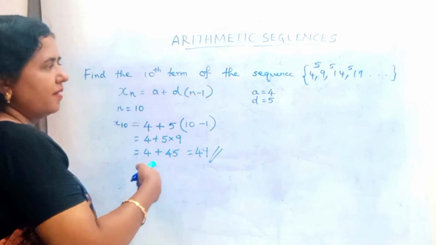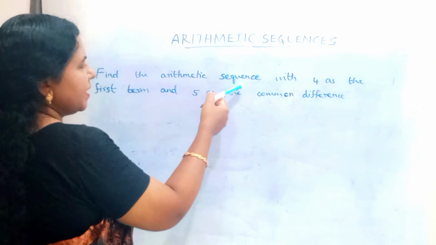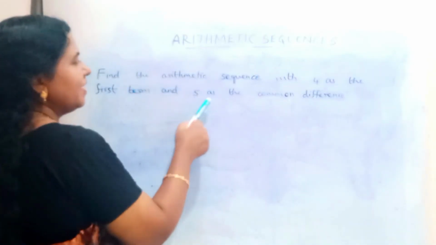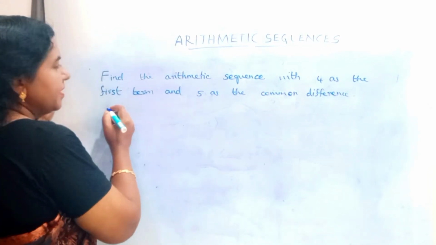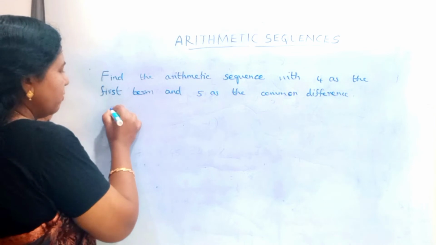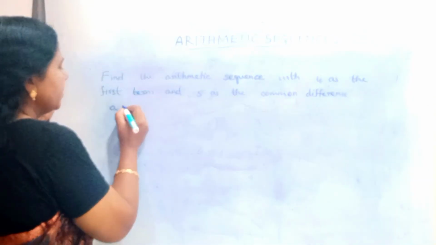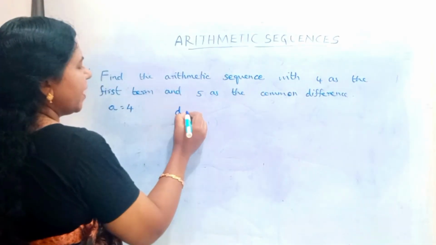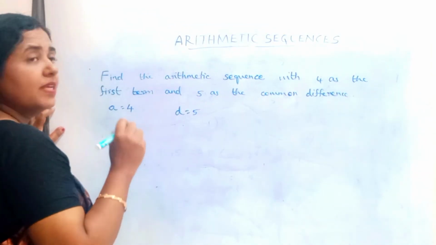Okay, now if the question is to find the arithmetic sequence with 4 as the first term and 5 as the common difference. So the first term is equal to 4. Already we know the representation for the first term, it is a. So a is equal to 4, and the common difference is given as 5, so d is equal to 5. Now we have to find the sequence.